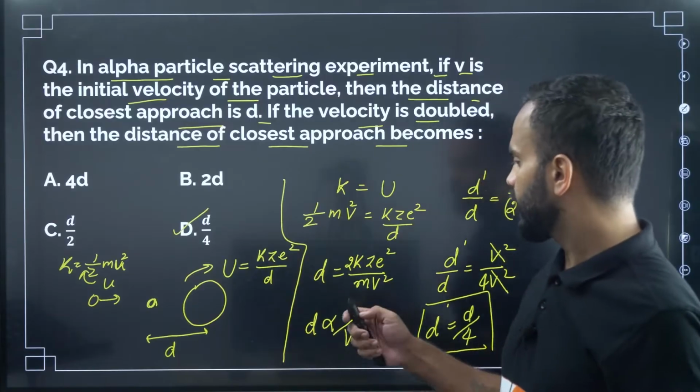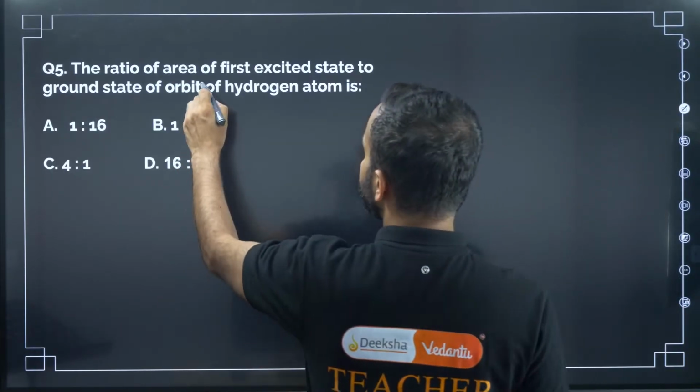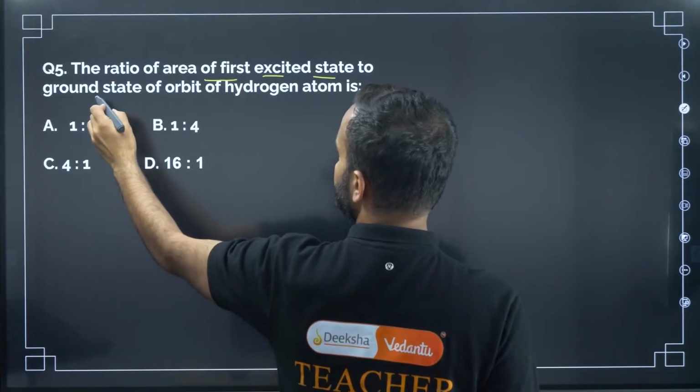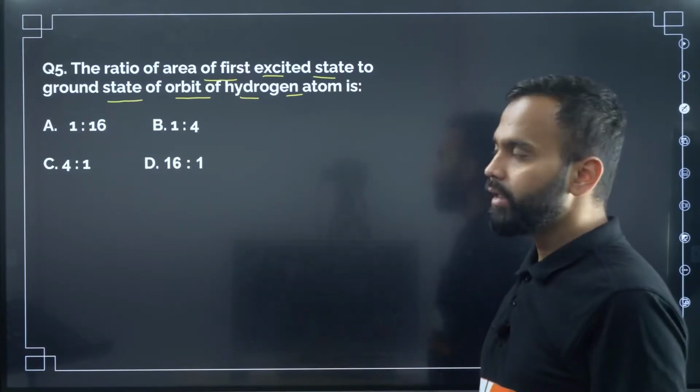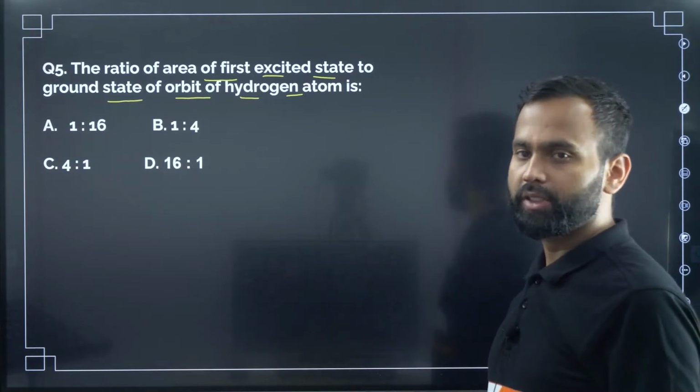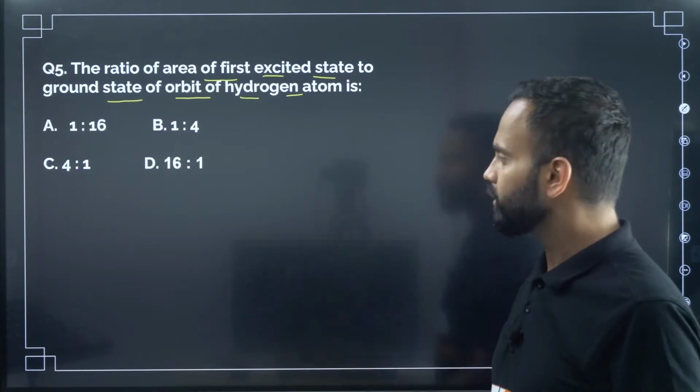Okay, yeah. Next question, question number 5. The ratio of area of first excited state to ground state of orbit of hydrogen atom is, again the direct one, right, and ratio type question. In CET most of the time they ask ratio type questions, right?